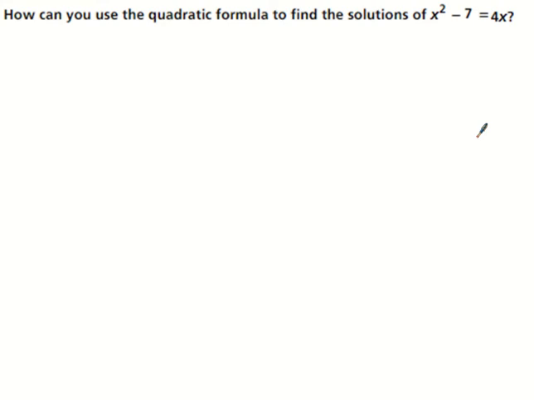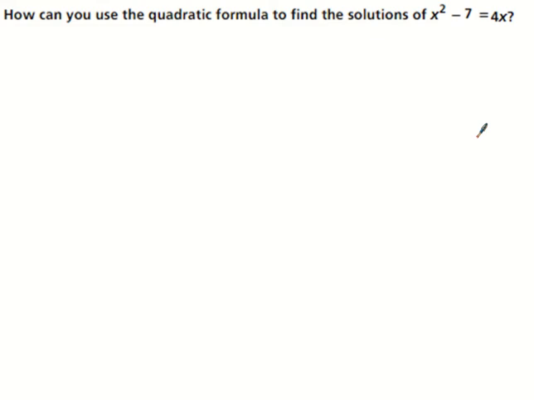So we need to set this up so it equals 0 because we're trying to solve for our x-intercepts when y is 0, right? That's what solving a quadratic is. So the first thing we're going to do is subtract 4x from both sides so that the quadratic equals 0, okay? So let's subtract that over because we need it in our standard form.